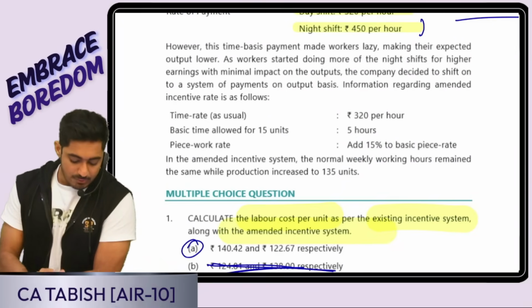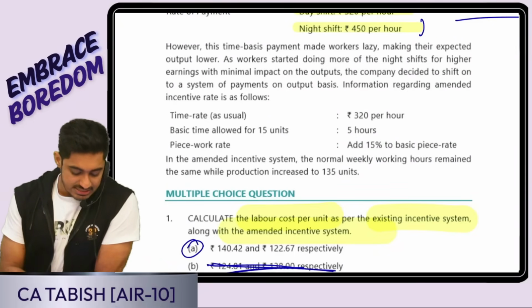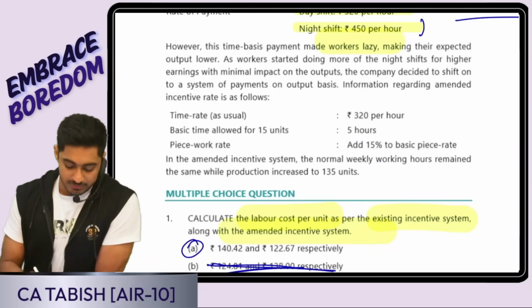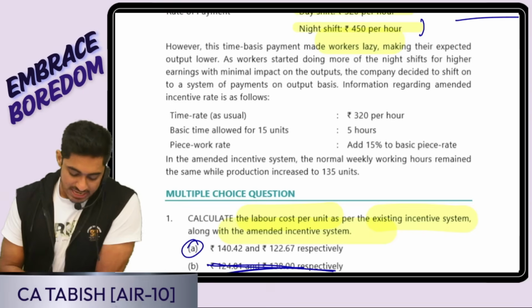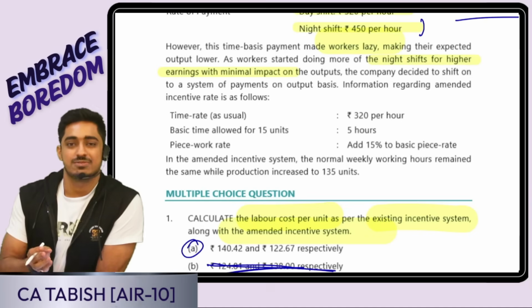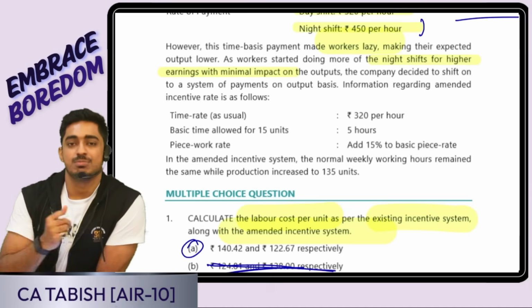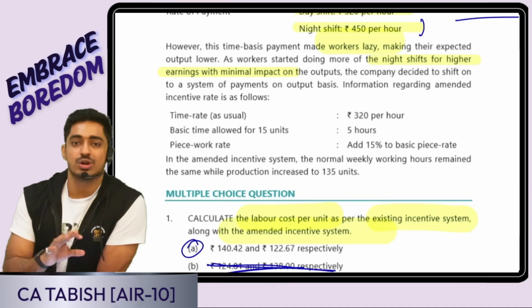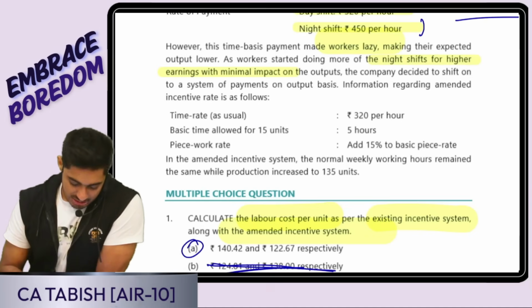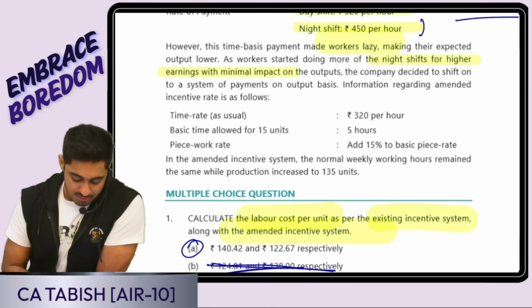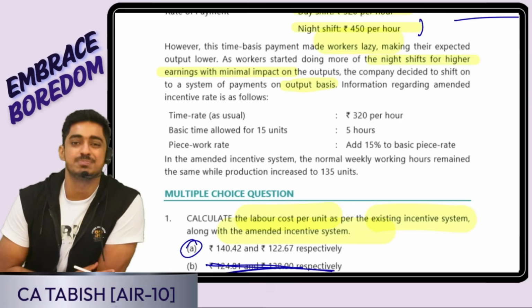Okay, fine. However, this time-based payment made the workers lazy. You're just sitting and getting payment for the time. So employees were lazy, and workers started doing more night shift for higher earnings with minimal impact. Workers are not doing work in the daytime; at night they're getting extra, so they're working late at night. So what did the company think? This method is not good, boss. The company decided to shift to a system of payment based on output, that is piece rate.